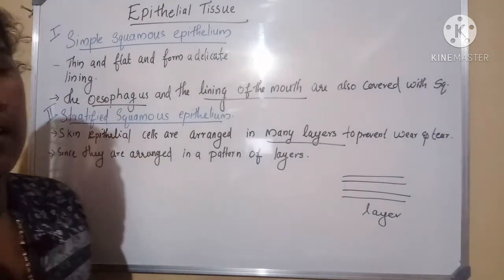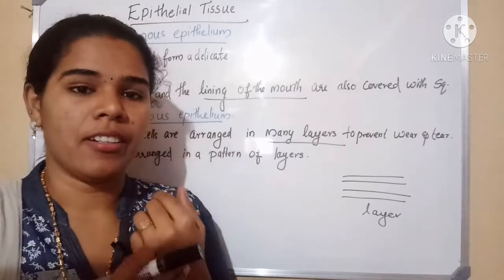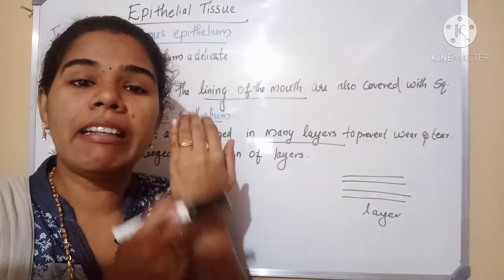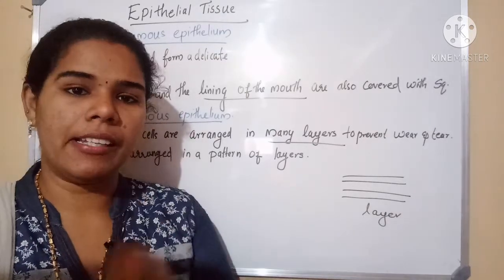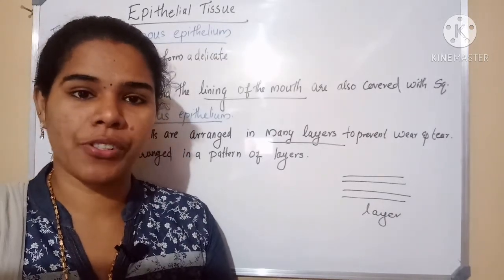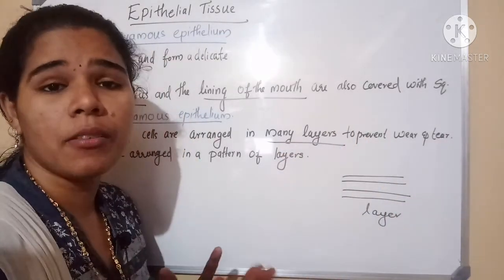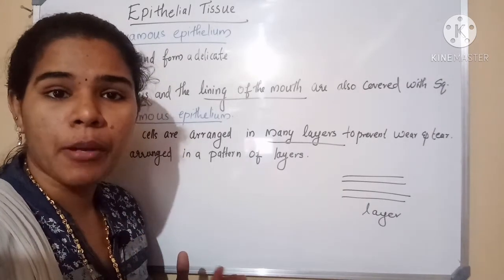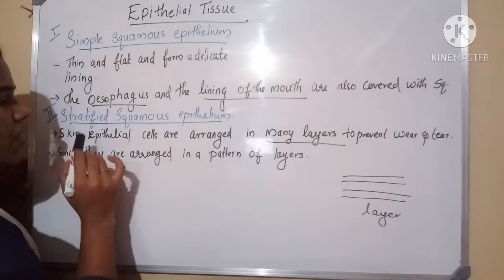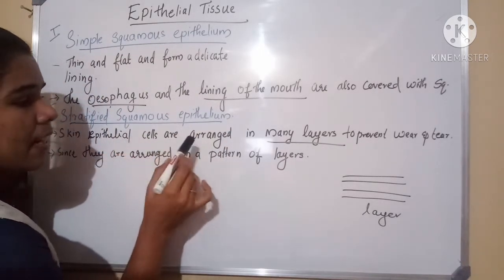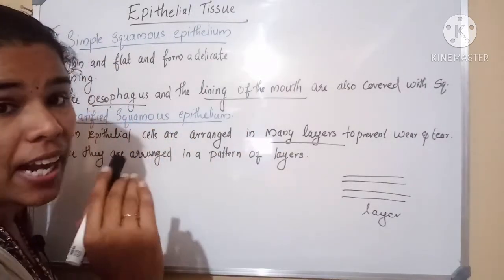I already told you, our skin needs additional protection. So it is arranged in multi-layered epithelium, meaning many-layered epithelial cells or tissues. These many layers prevent wear and tear, to prevent the skin from damage. The skin epithelial cells are arranged in many layers, or strata, stratified layers.